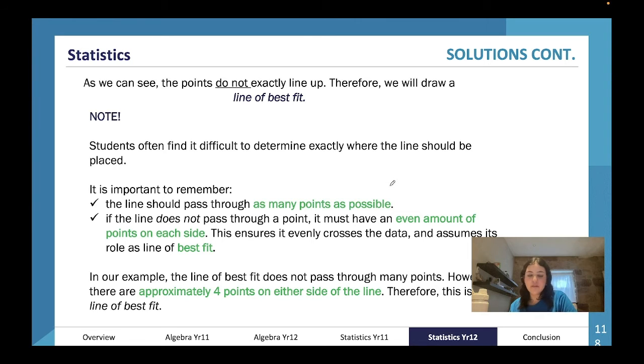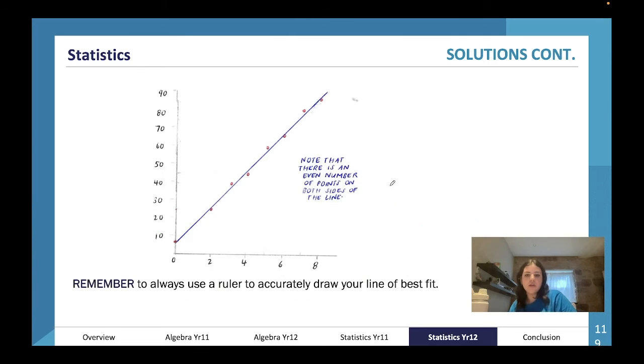So students often find this quite hard to do. The line should pass through as many points as possible. And if it doesn't pass directly through a point, you put the same number of points on either side of the line. So 2 above, 2 below, and it passes through 4. So let's have a look at this line of best fit. It passes through 1, 2, 3 points. And there are 1, 2, 3 points below and 1, 2, 3 points above. They're very close to the line, but there's 3 below and 3 above.